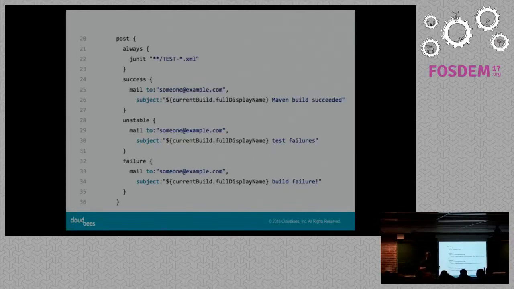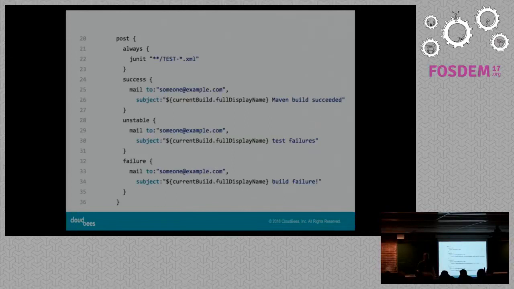And this is an extension point, so we can add more conditions going forward. So no matter what, when the build ends, we're going to gather the JUnit test results and report on them. If the build's successful, we'll get an email saying the build succeeded. Unstable, we'll be notified there's test failures; failure, that there's build failures.